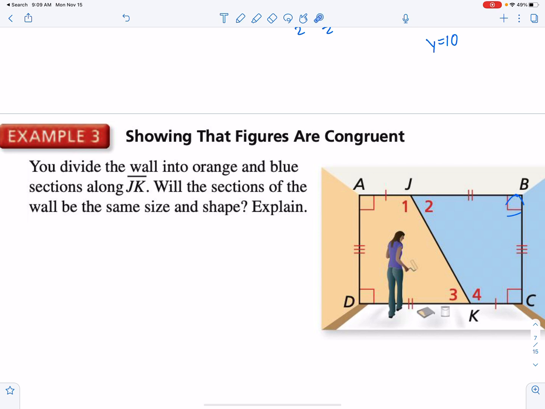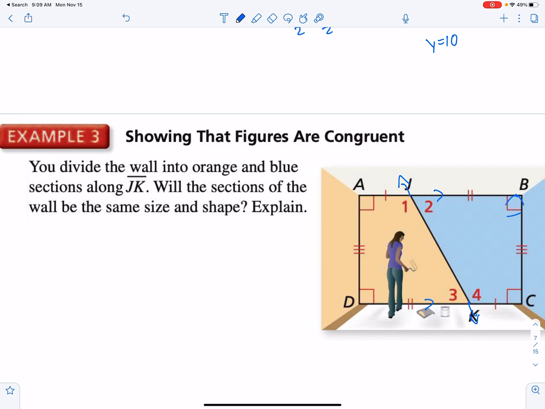The nice thing about those right angles is that it helps us set up another fact about this shape, is that these lines are parallel. The reason that's useful information to us is now that those are parallel, they are parallel lines that are being cut by a transversal. So JK is now a transversal.